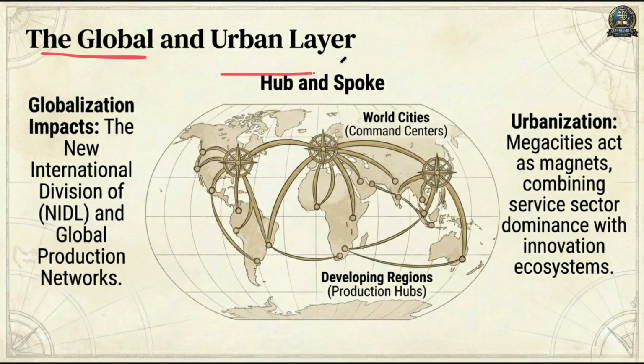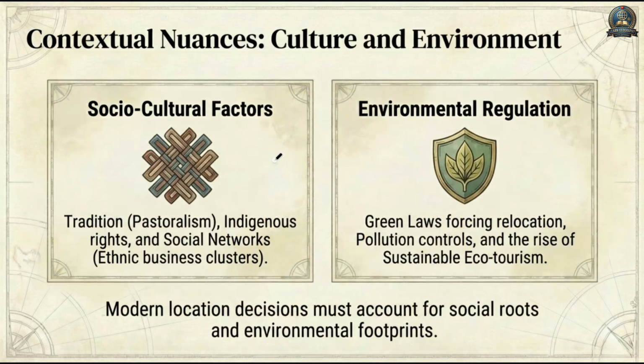The global and urban layer. Globalization impacts the new international division of labor, NIDL, and global production networks. And urbanization: megacities act as magnets, combining service sector dominance with innovation ecosystems. Global cities are command centers, and developing regions are production hubs.